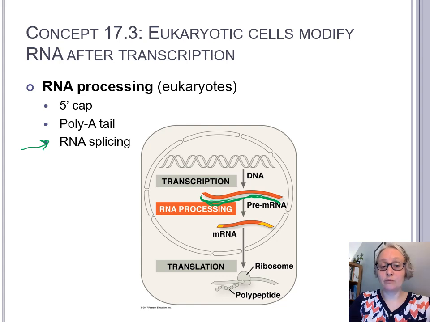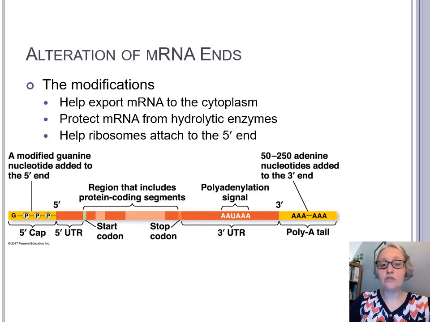That's called RNA splicing. We're going to add these 2 yellow bits. One at the 5' end is called the 5' cap, and the other at the 3' end is called the poly A tail. So when we talk about RNA processing, we're talking about those 3 events. RNA splicing, 5' cap, poly A tail. These modifications are really important because if the mRNA does not have these modifications, it's unable to leave the nucleus and get to the cytoplasm.